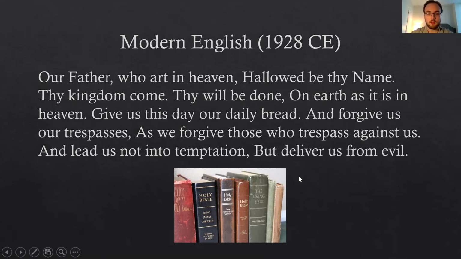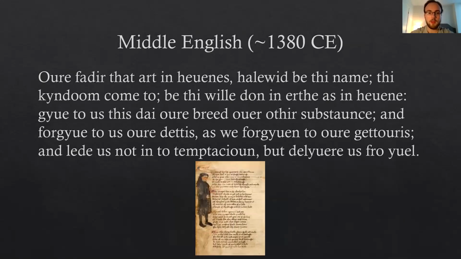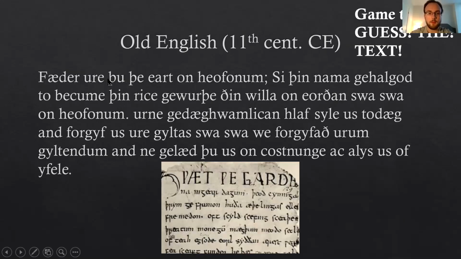So we talked about lexical differences, we talked about differences in pronunciation. The writing system itself is obviously very different. We don't use this character right here, known as thorn, anymore, which is used to denote a th sound. We also don't use eth anymore. This sound right here, also used to denote a th sound.